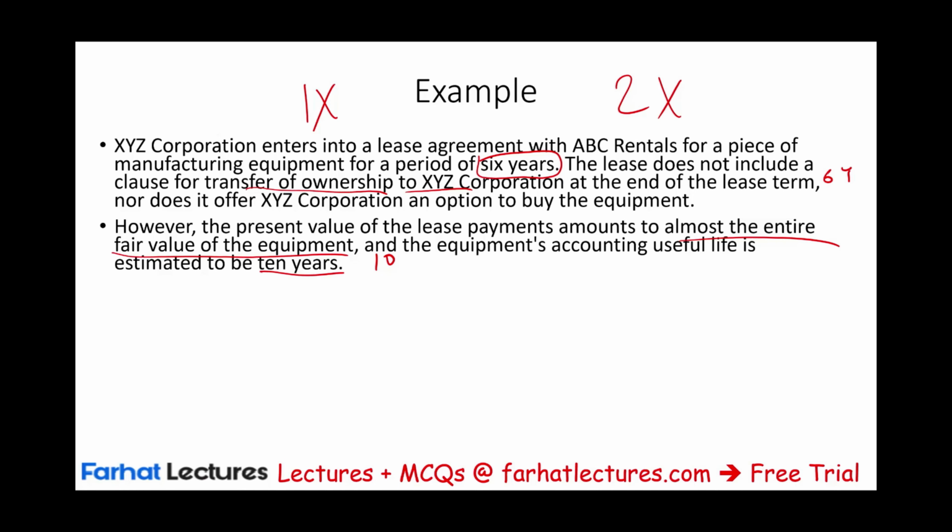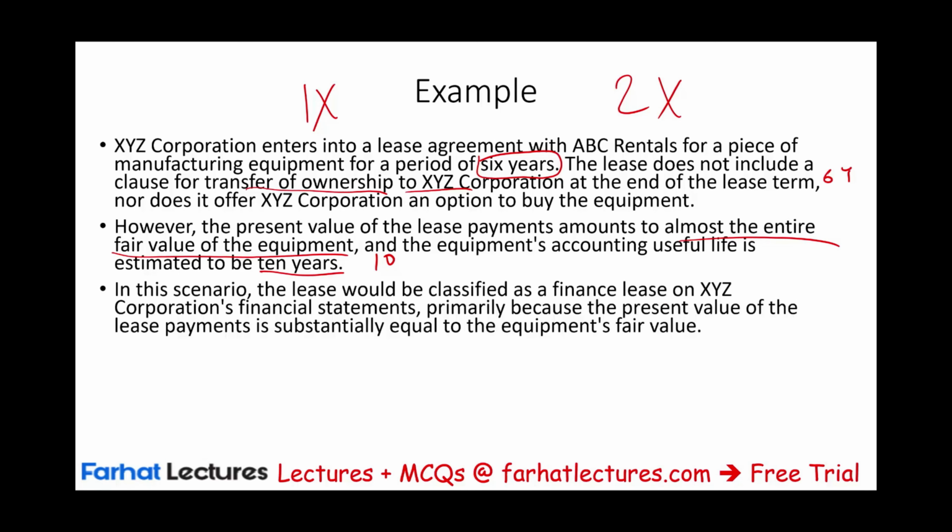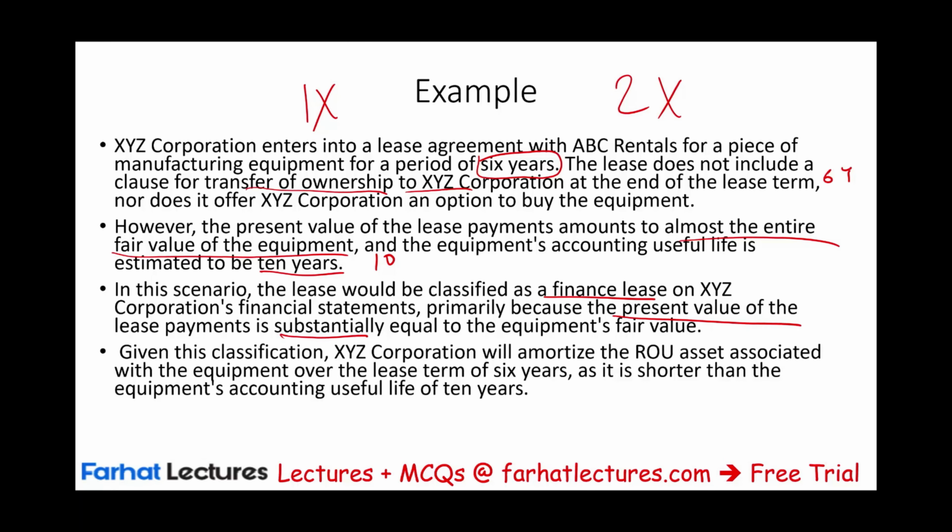We have to use criteria 3, 4, or 5, which, they already told us, is basically criteria 3. The present value represents a substantial amount of the fair value. What does that mean? We have a finance lease. Because the present value of the lease payments is substantial, what does that mean? It means we qualify under that category. Given this classification, we will amortize the right-of-use asset over the shorter of the lease term or the asset life.